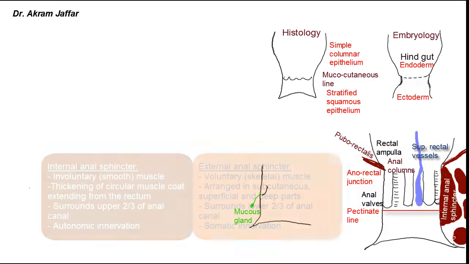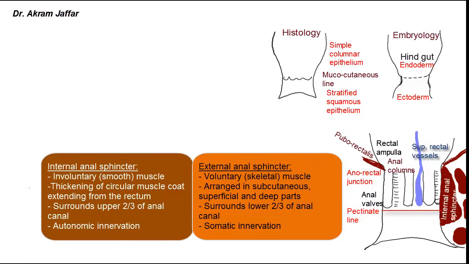The internal anal sphincter, being formed of smooth muscle, is innervated by autonomic nerves, and the external anal sphincter, made of skeletal muscle, is innervated by somatic nerves. The internal anal sphincter is involuntary, while the external is the voluntary sphincter.